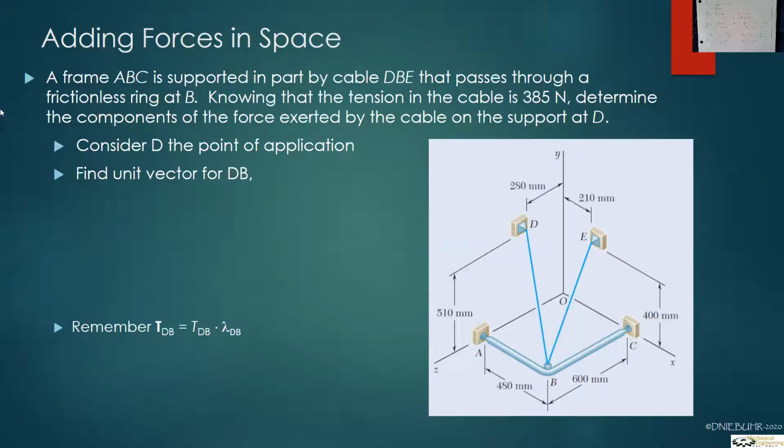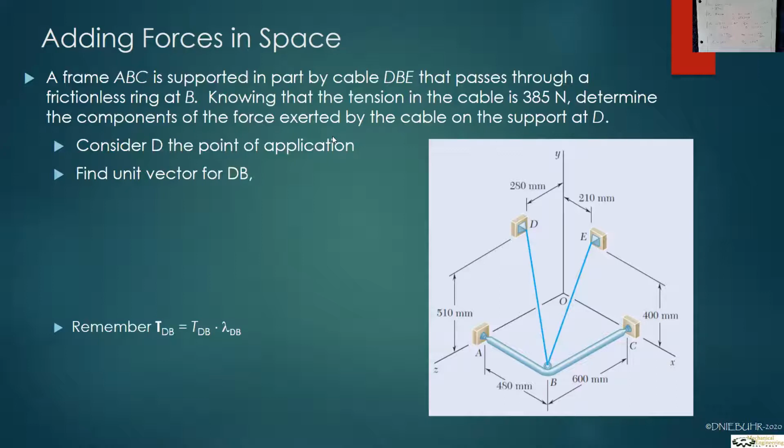Because the point of application comes from reading the problem, let me back up a little bit. When it says a frame ABC is supported in part by the cable DBE and through a frictionless ring at B, we know that DB is just one cable, and as such, the cable should have the same tension everywhere. Then if we know that that tension is a magnitude of 385, determine the components of the force exerted by the cable on the support at D.